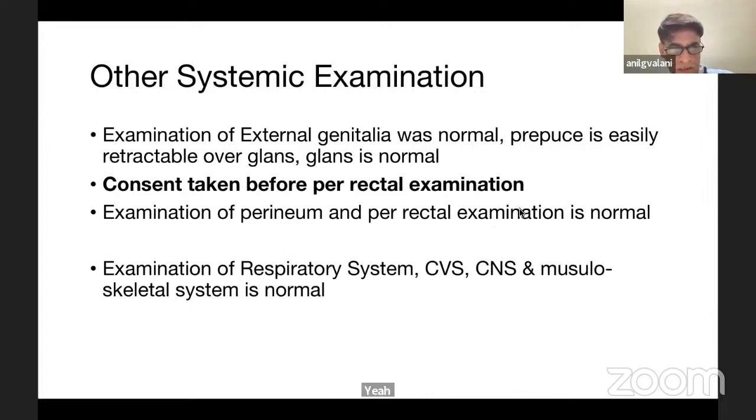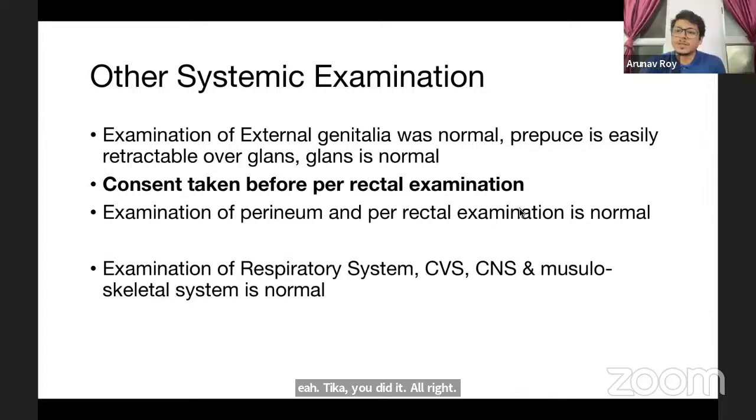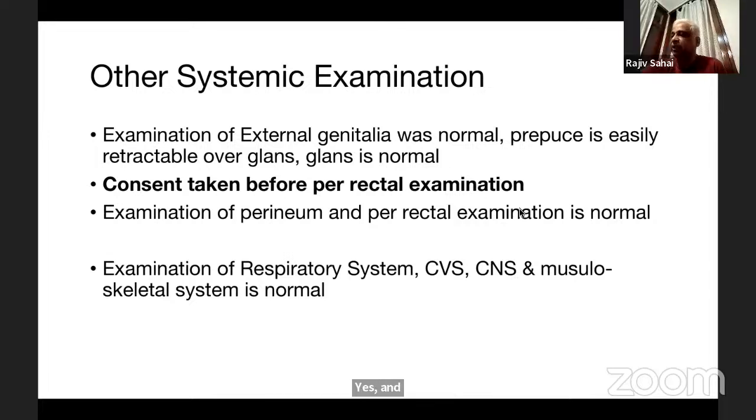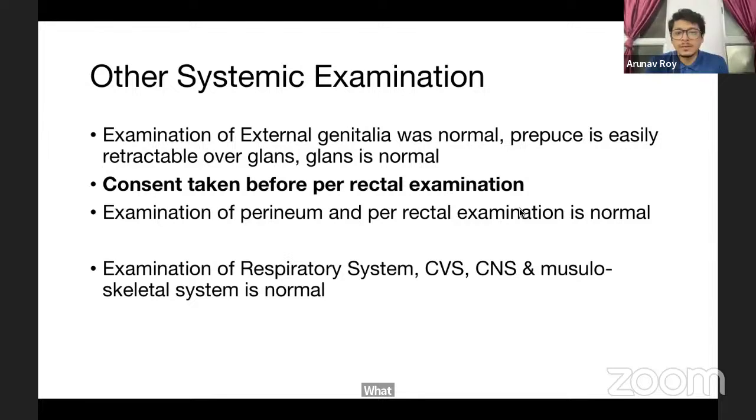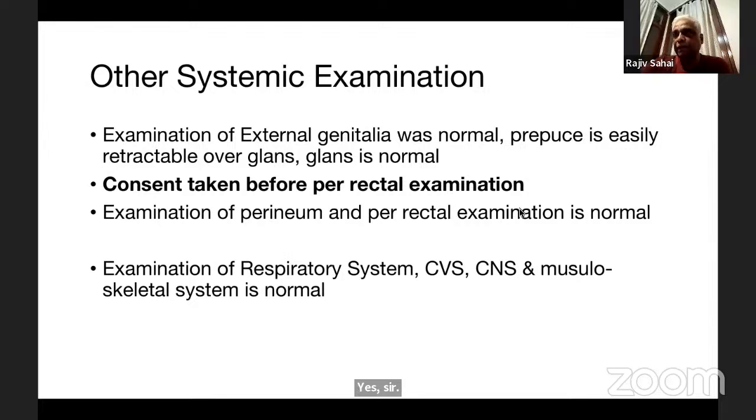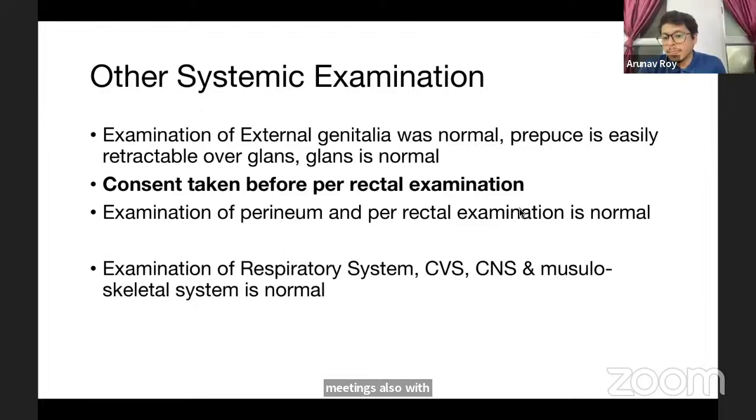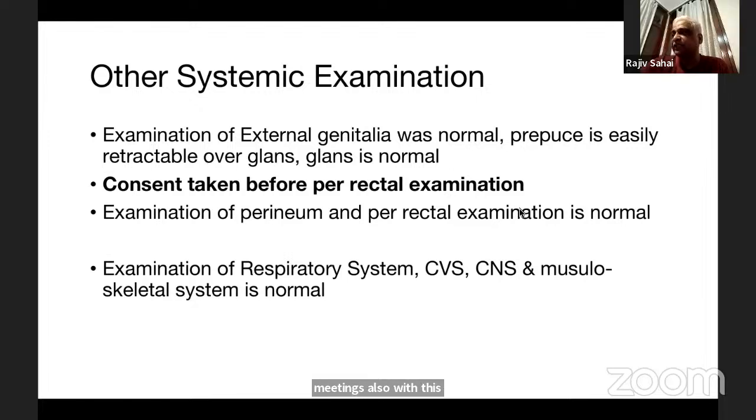You did it. All right. Normal? Yes, sir. Prostate normal, sir. Arnav, I would also like you to examine the penile urethra. Yes, sir. You should mention it if you've done it. That is more important, right? Yes, sir. And you must mention the external meatus also, whether it's normal. Yes, sir. Sorry, sir. And of course, the testes, you should palpate them and say that they're normal. Yes, sir.